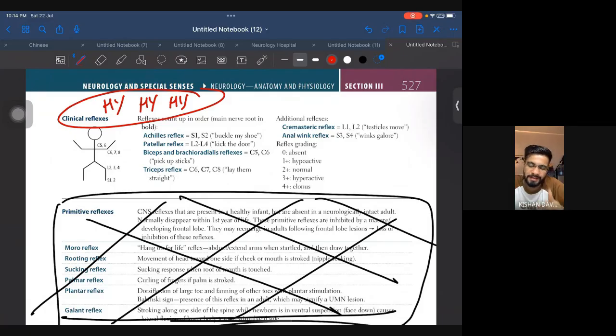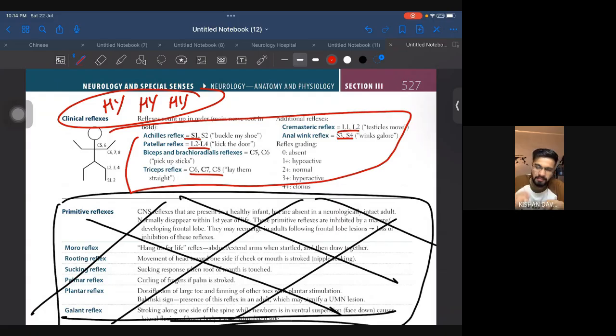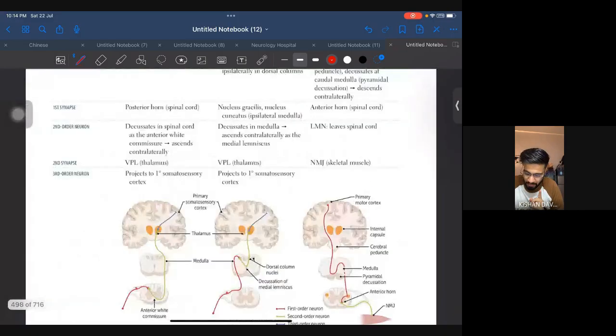Very high yield, and this you are going to get wrong if you don't do it properly. Okay, S1 S2, L2 L4, C5, ये सब याद रखने हैं. सब याद रखने हैं, तो इसको भी लिख के चिपका दो. Okay, so these two things are to be revised over here.